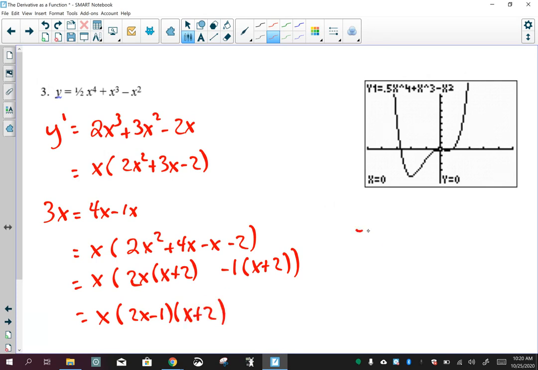So that means I have zeros at x is equal to 0, 1/2, and negative 2. So there's my negative 2. There's my 0, and I know it's hard to see, but there's my 1/2. All right.